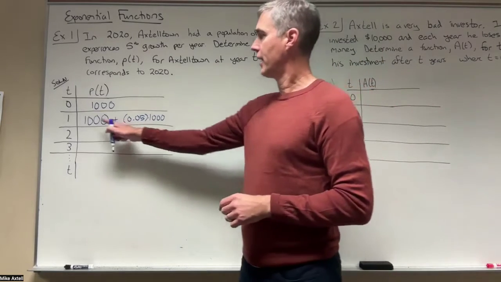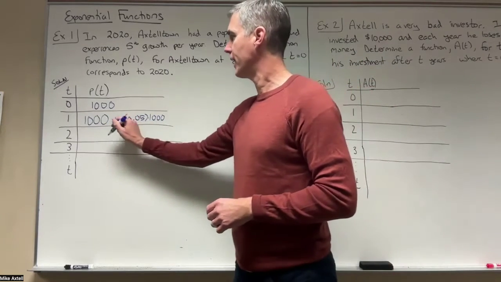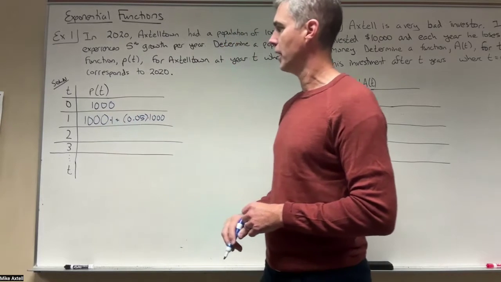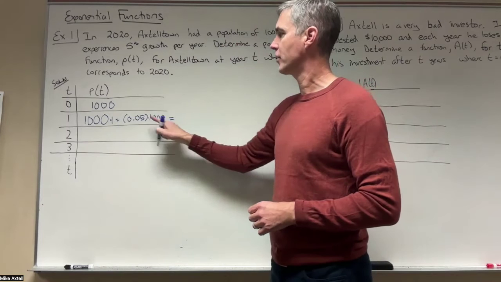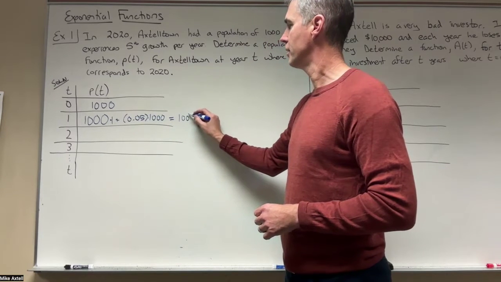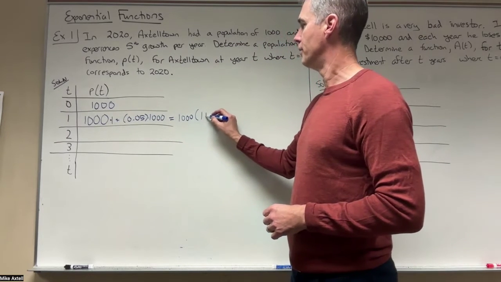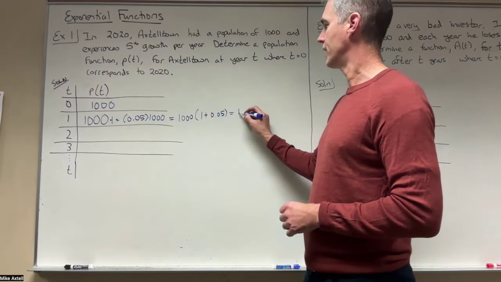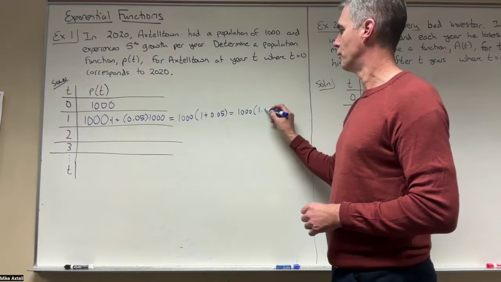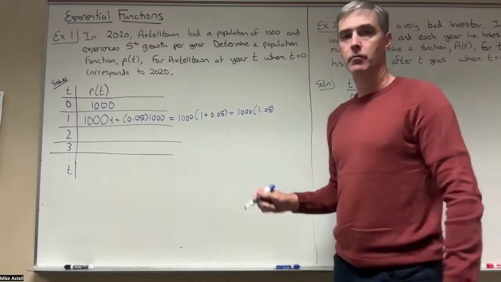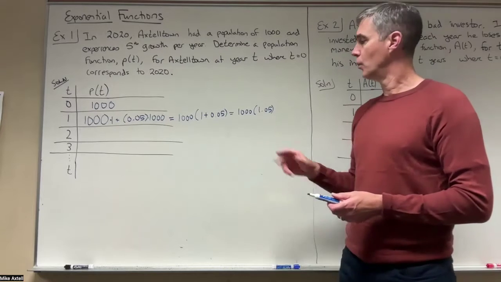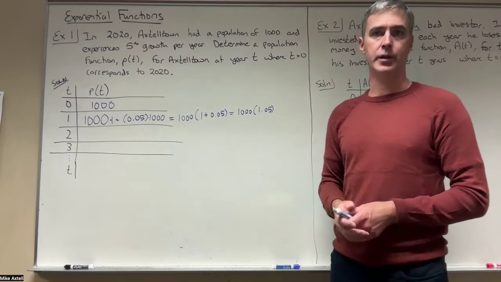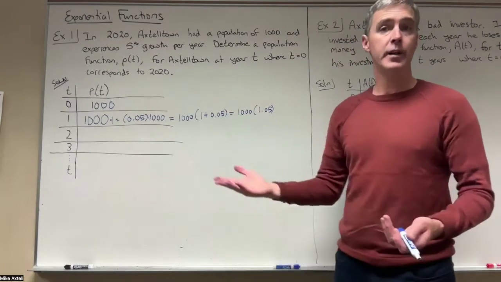I note that I've got 1,000 there and 1,000 there, and I could imagine a times 1 here. So I could factor 1,000 out in front, and that would give me 1 plus 0.05, or 1,000 times 1.05. Hopefully that makes sense. We have 105% of the initial population after 1 year. All right, let's move on to year 2.